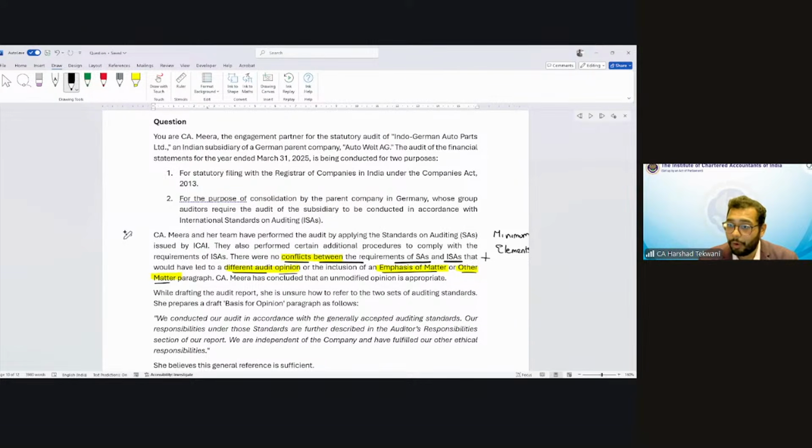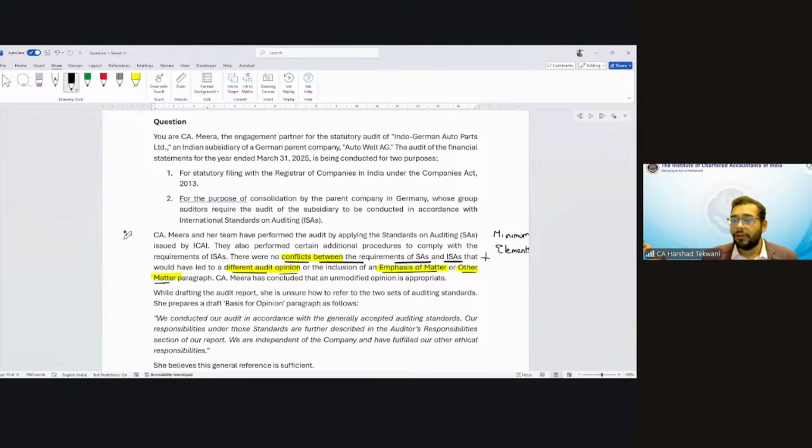Now, there is one big problem with this. The underlying set of financial statements is the same. And if you are issuing two audit reports based on different sets of standards, there could be a scenario where there is a different opinion. Now, can you issue a different opinion on a single set of financial statements? Over there, you need to seek legal advice on whether you can do it or not.